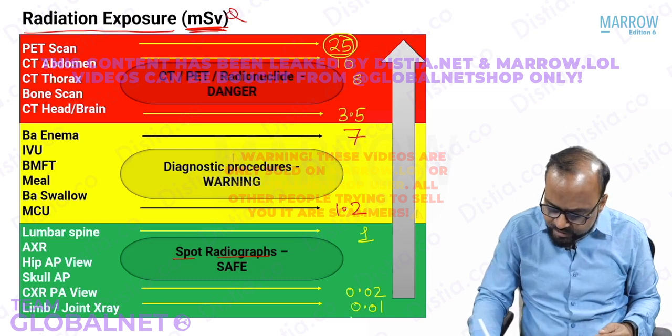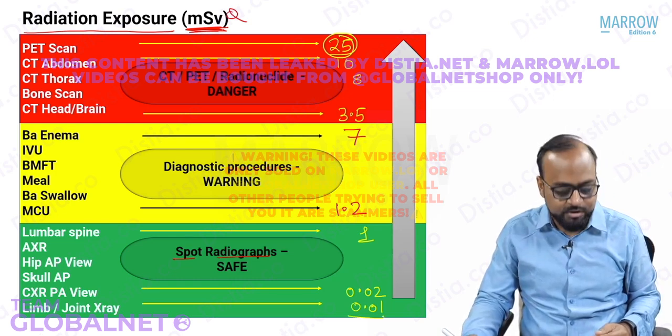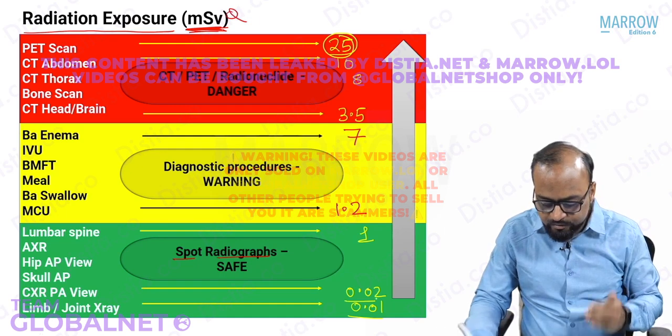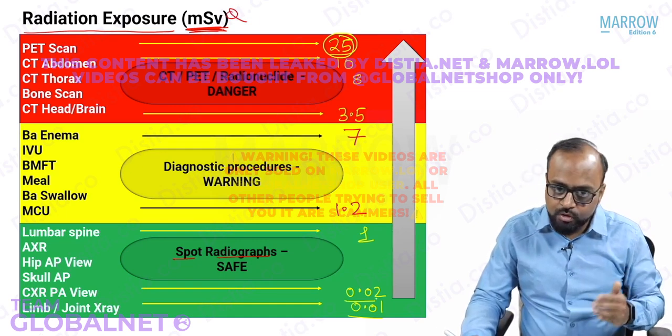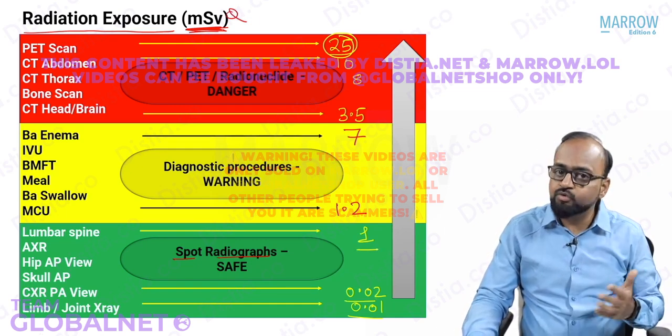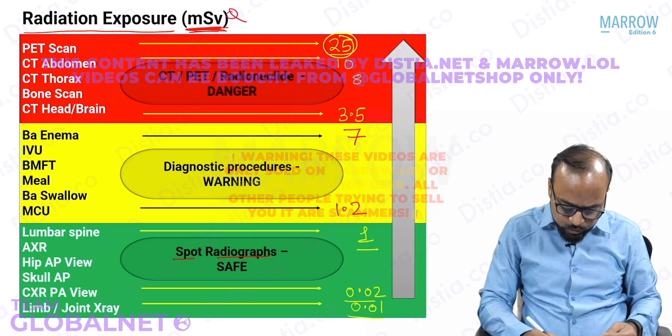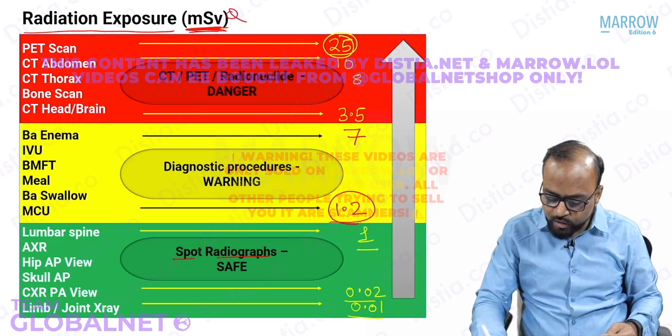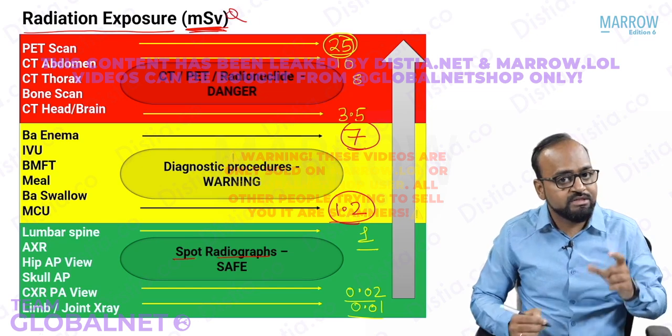Limb X-ray, joint X-ray, what is the exposure value? 0.01 millisieverts. Chest X-ray PA view, it is 0.02. Lumbar spine X-ray, it is 1 millisievert. If we come to diagnostic procedures, MCU is around 1.2, barium enema is around 7.